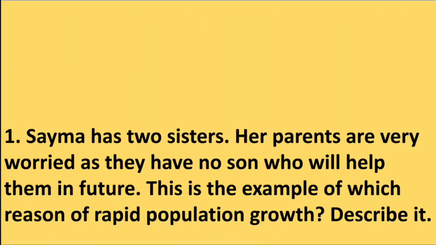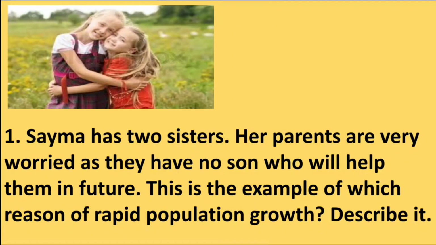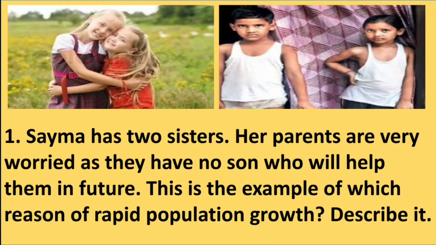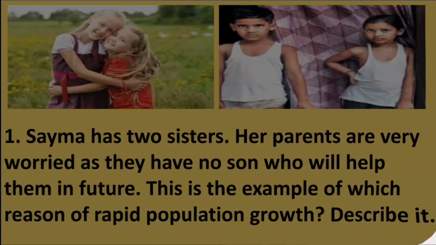The first CBQ question for you is, Saima has two sisters. Her parents are very worried as they have no son who will help them in future. This is the example of which reason of rapid population growth? Describe it. So, this type of question answers, you need to use your creativity. As you have gone through the whole chapter, I hope you can rearrange and write the answer. Hopefully, yes. Now, I will show you a sample answer for this question.